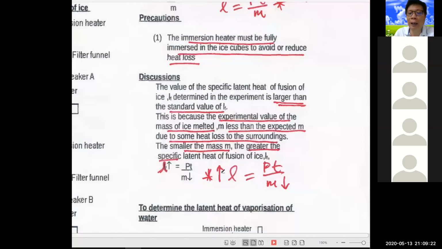Okay. Now by looking at this formula, when the mass becomes smaller, you divide by a smaller number, so your answer becomes big. That's why it's always the same. This latent heat number, the result you get should be bigger, because this value is small. When you divide by a smaller number, you get a bigger answer. Okay, understand? So far, understand the experiment now?